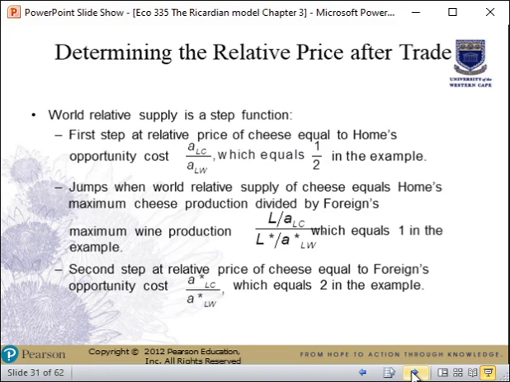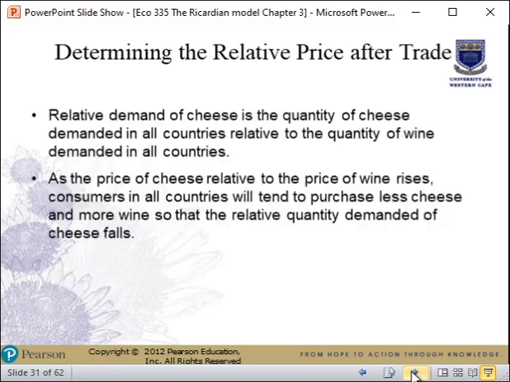The relative demand for cheese is the quantity of cheese demanded in both countries relative to the quantity of wine demanded in both countries. It reflects the substitution effect, that is, as the price of cheese relative to the price of wine rises, consumers in all countries will tend to purchase less cheese and more wine, so that the relative quantity demanded of cheese falls, thus reflecting a downward sloping relative demand curve.